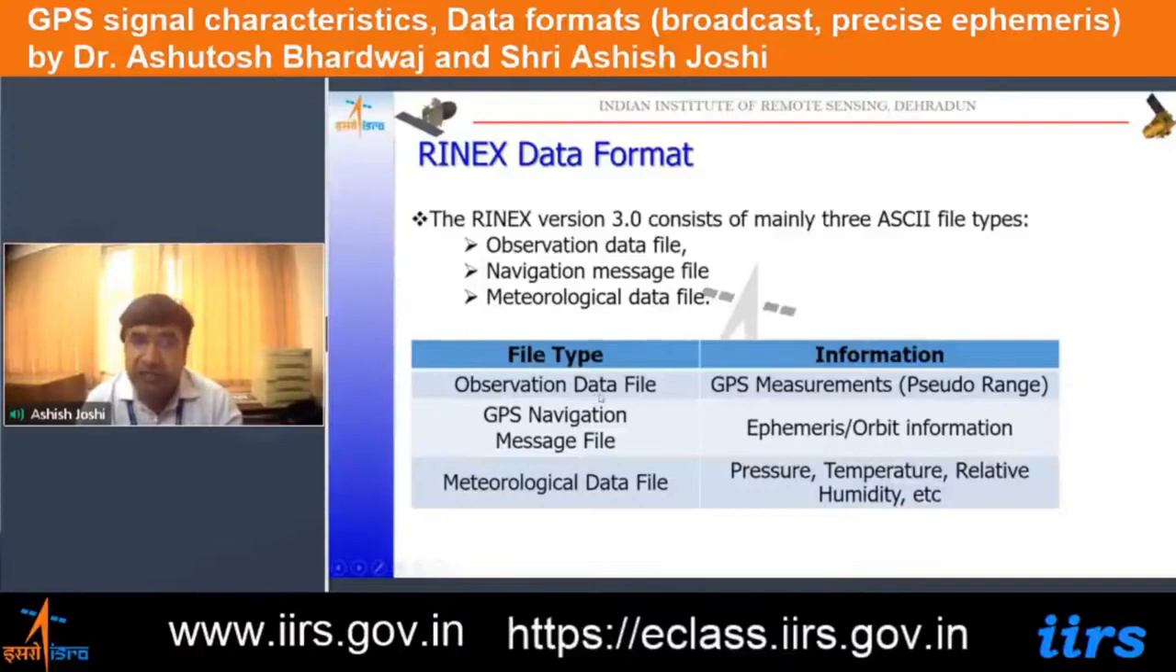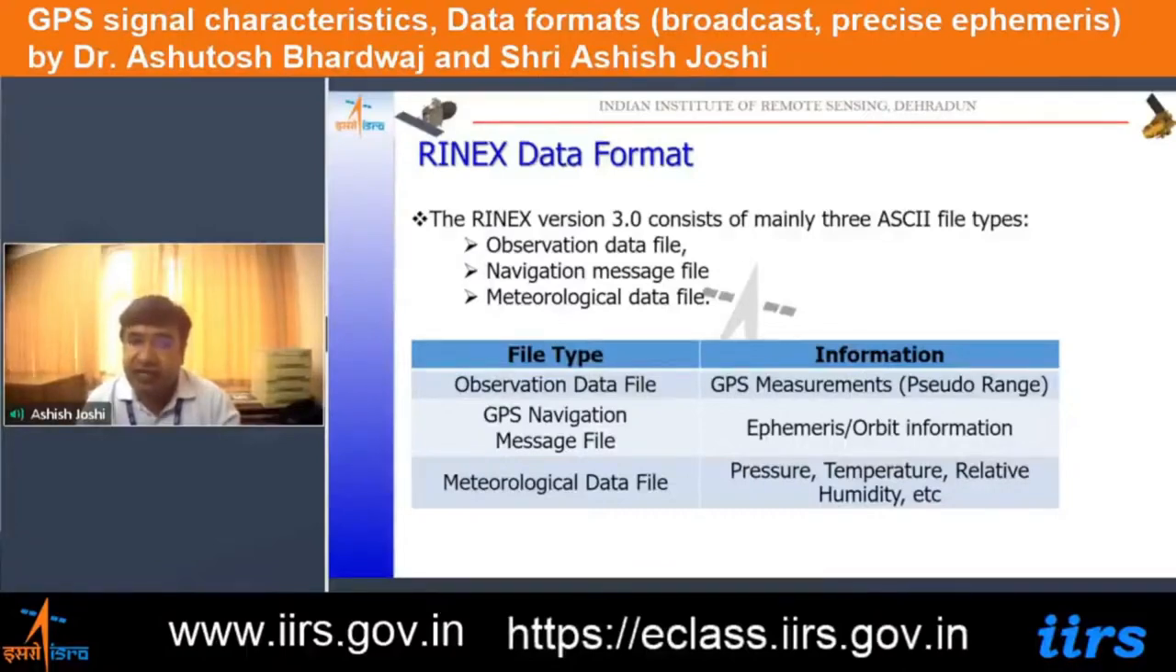So the observation data file majorly consists of the GPS measurements, which include the pseudo range. And second, the GPS navigation message file consists of the ephemeris or the orbit information. The observation file consists of the pseudo range, meaning from the GPS receiver to our points. What is the pseudo range? That is in the observation data file.